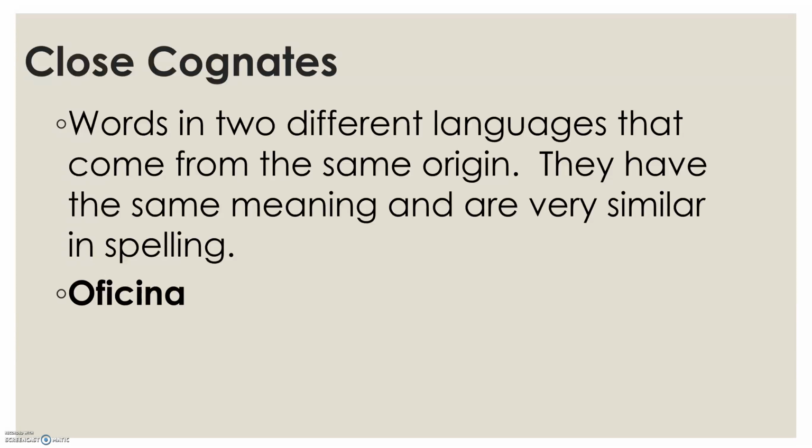Examples of close cognates between Spanish and English would be oficina, música, diferente. As you can see, the spelling between the Spanish and the English is close enough that you might be able to tell what it is by seeing it. The meaning is still exactly the same. The pronunciation, again, is different and yet similar enough or close enough to still give you a hint as to what they are.